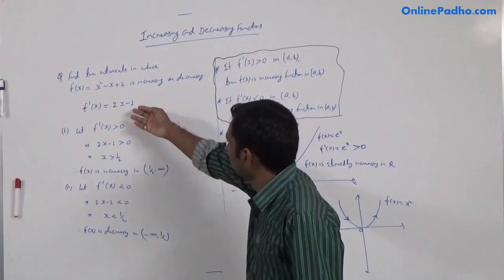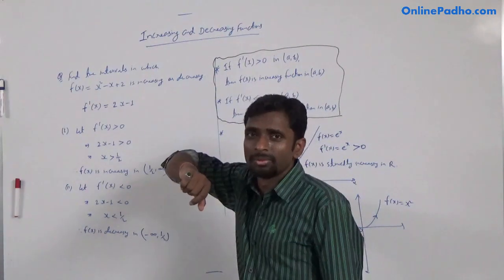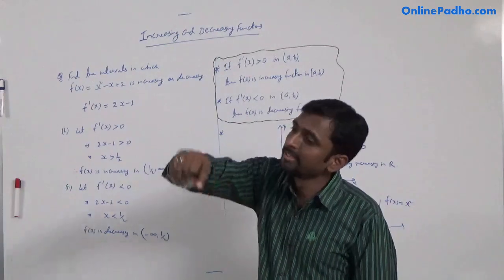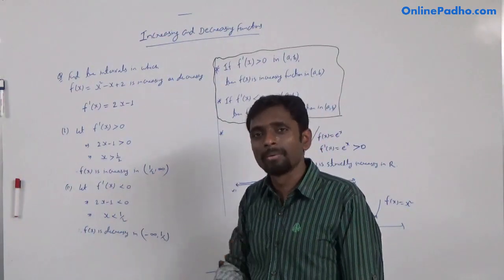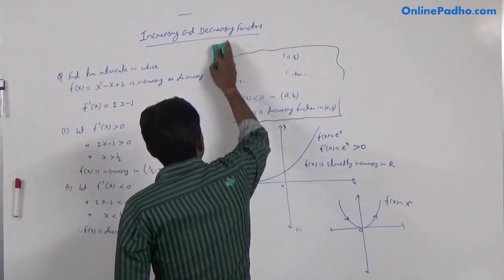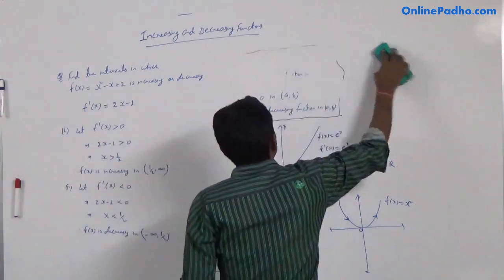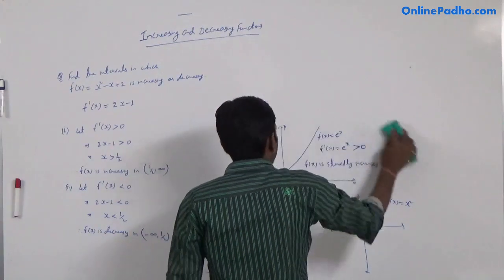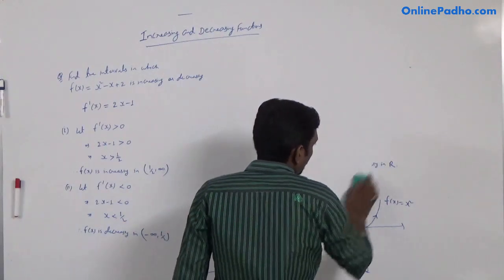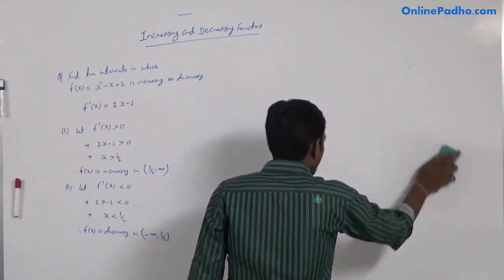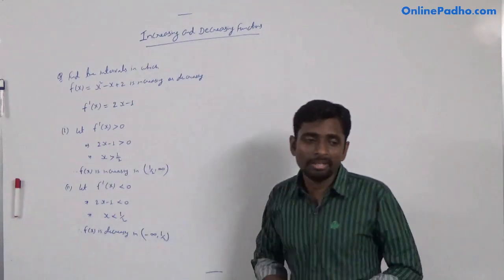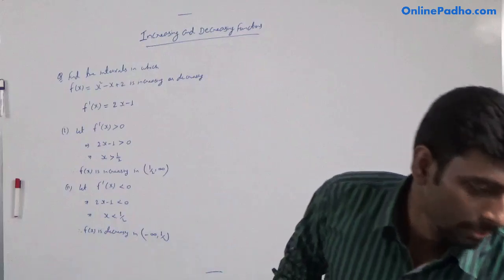You can also draw the graph for this function x square minus x plus 2 and find the intervals for increasing as well as decreasing. No problem, very simple. So by this we can find the interval for each and every function, like algebraic, trigonometric, exponential, logarithmic function. You can find the graph or you can find the derivative of that function, and if f dash x is greater than 0, find the interval for that. Whenever f dash x is greater than 0, the function is increasing. If f dash x is less than 0, the function is decreasing. So let us see some more questions.